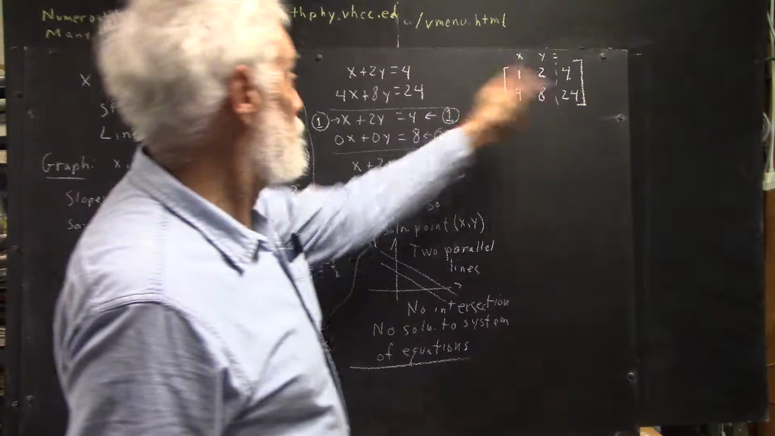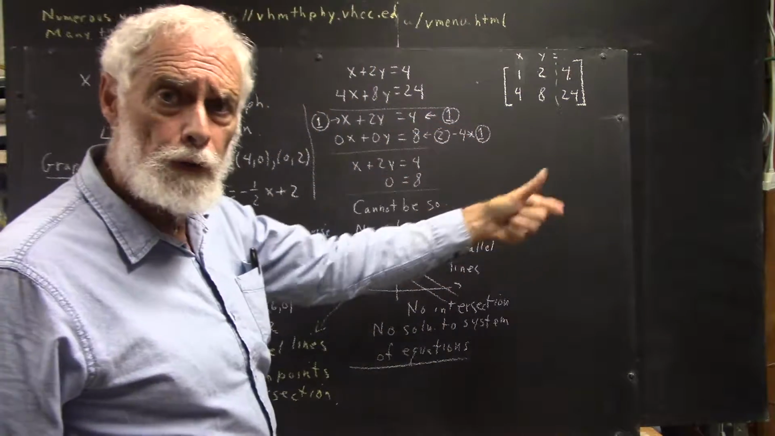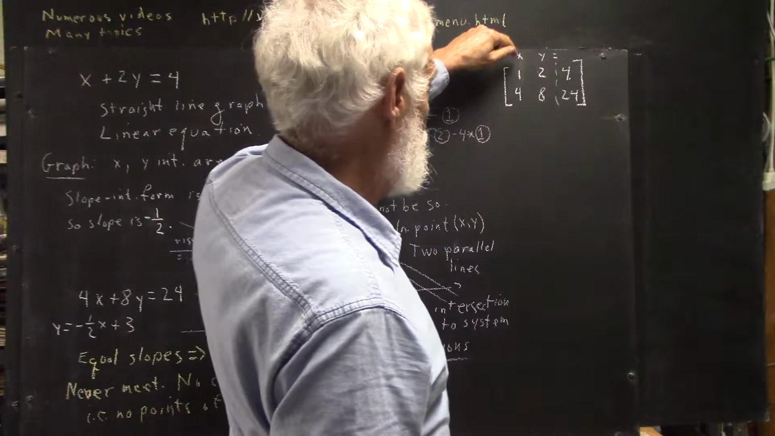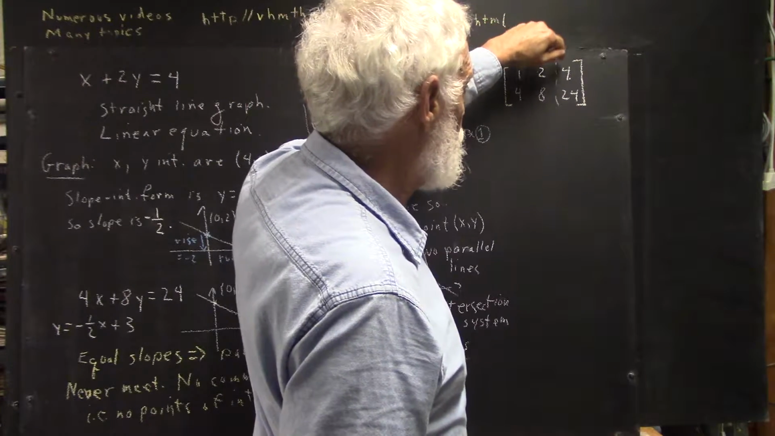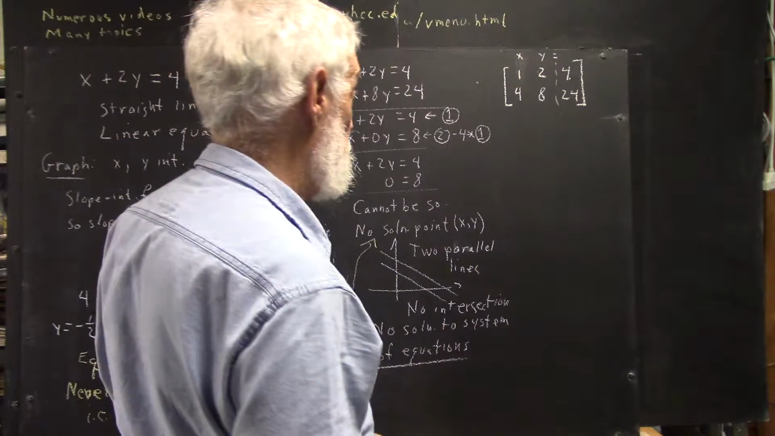Now we can have 3 equations or 4 equations, equations in 2, 3, 4 variables. You just have to have a column for each variable. Your last number would still be the number on the right of the equal sign.